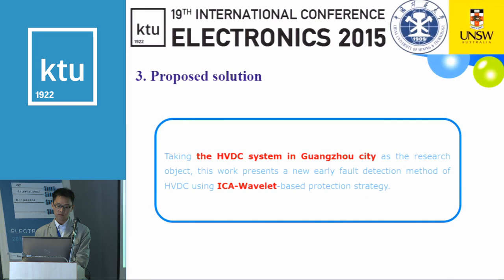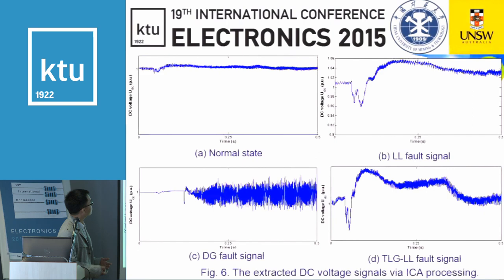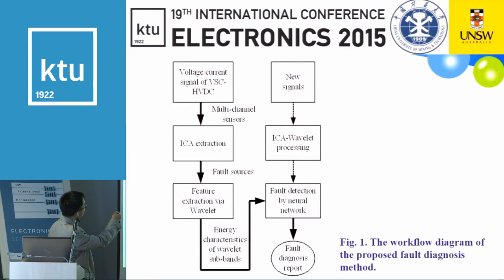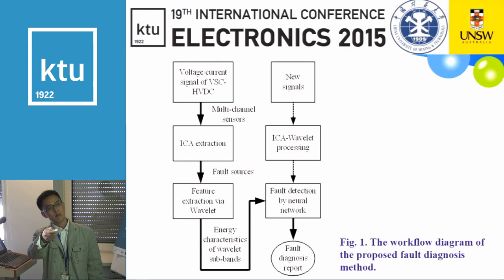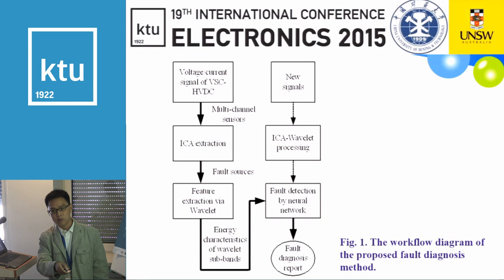This is the workflow. The purpose of this part is to get the model data, and after we get the model data, we input it to the network. Also, the new signals, which means the data measured from the transmission line, are processed by my method and also input to the network. The network will compile the information, and then it will output the report. The report will tell us what fault it is.